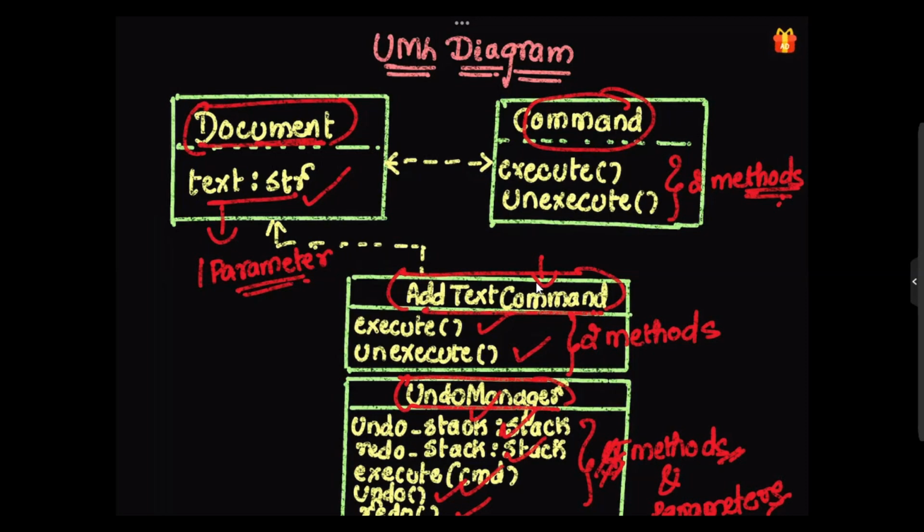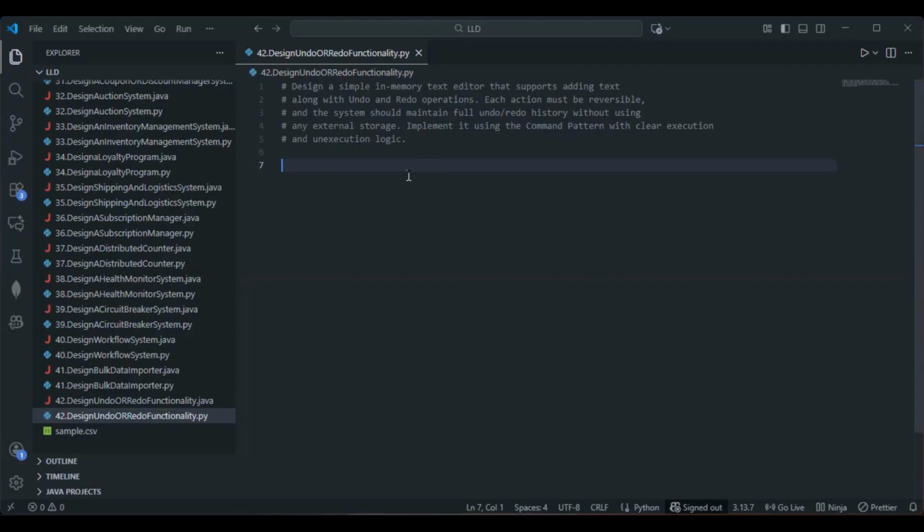Yeah, that's the only thing that we do here, right? So this is fine. Now we are done with the UML diagram part. Yeah, so now as we are completely done with this one UML diagram part, it's a very good time to write the code. Let's start writing the code.